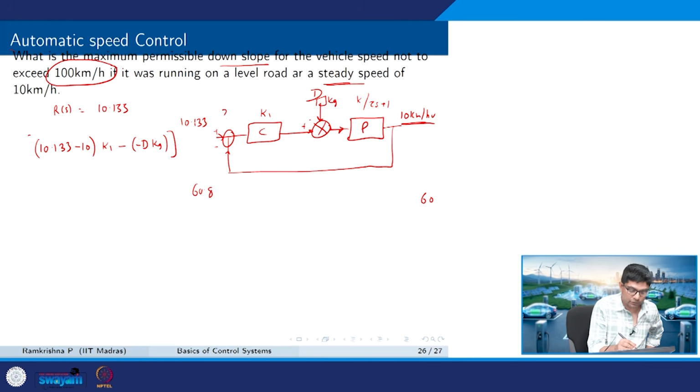At the steady state I am looking at it, so the transients will go away, times K is 100. I know K1 is 50, K is 1.5, Kg is 100. All this will give me D of 0.6% with a downward slope.